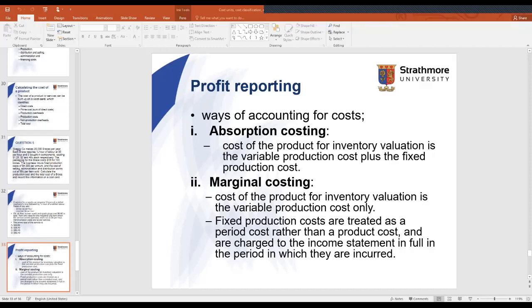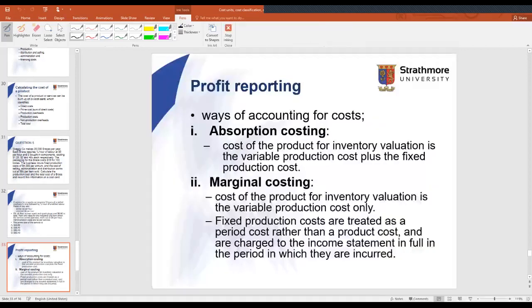I hope you have a mental picture of the cost card that we had. Don't forget, here we're going to include all the costs in short: the prime cost plus the fixed production costs that are being absorbed.